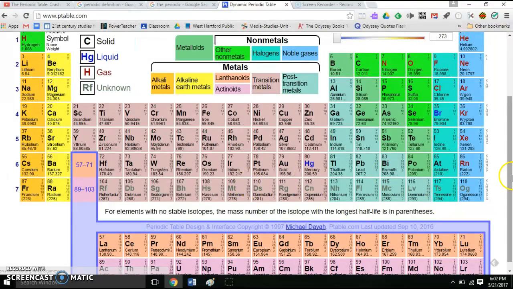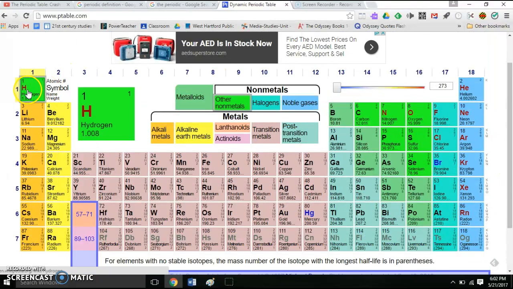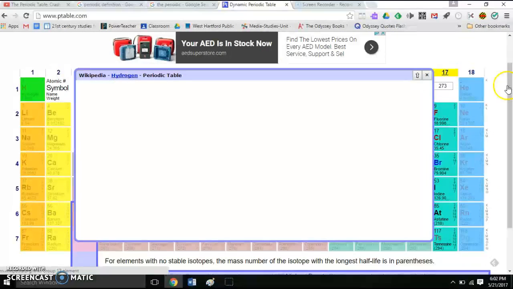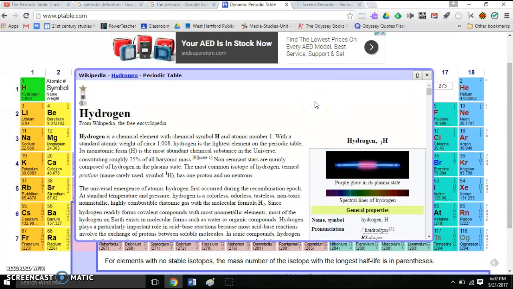So anyway, if we click on hydrogen here, number 1, this gives us the information. I'm just getting the first paragraph, the first sentence. Hydrogen is a chemical element with chemical symbol H and atomic number 1. With a standard atomic weight of circa 1.008, hydrogen is the lightest element on the periodic table.